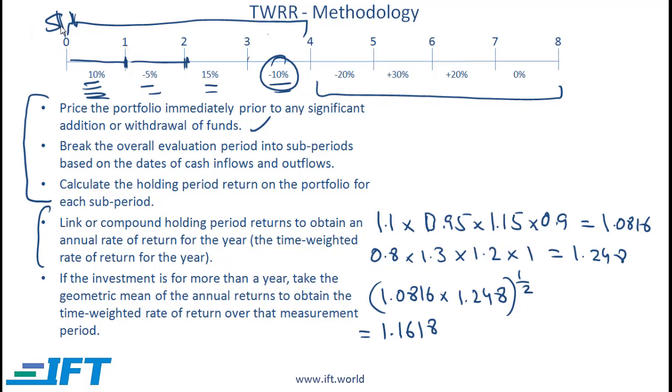So a dollar invested at the start will become 1.0816 times 1.248 at the end of year 2. To figure out the average per year, we have to take the geometric mean of the numbers for the 2 years. So you multiply them and then raise to the power of 1 over 2 because we have 2 years, and we get 1.1618, and the rate then is 16.18. So the time weighted rate of return in this example is 16.18%.